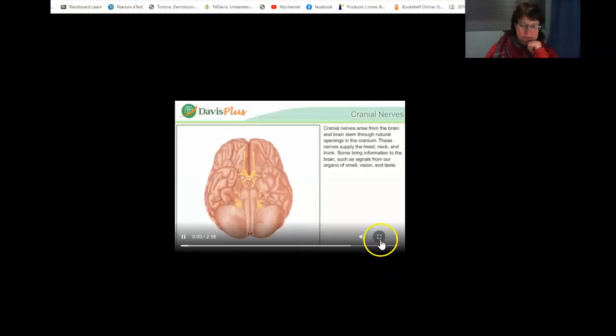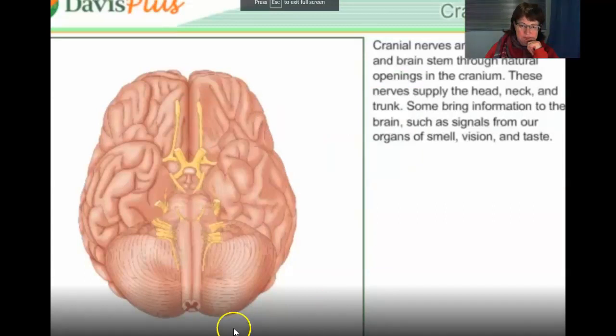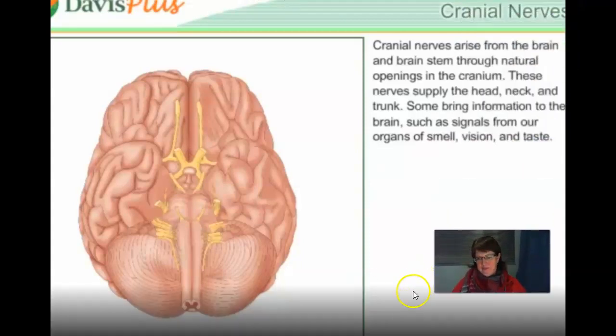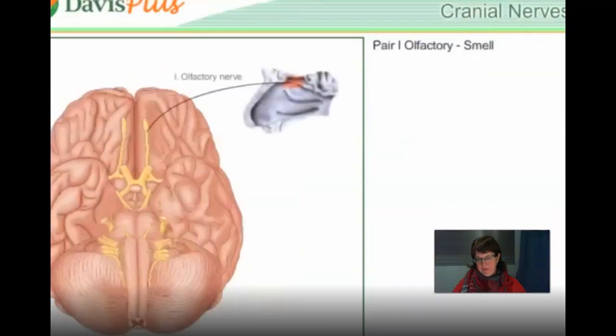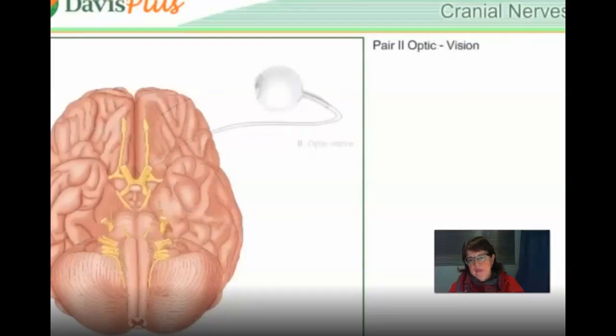Cranial nerves arise from the brain and brain stem through natural openings in the cranium. These nerves supply the head, neck, and trunk. Some bring information to the brain, such as signals from our organs of smell, vision, and taste. Pair 1, the olfactory nerve. The olfactory nerve controls the sense of smell. Pair 2, the optic nerve. The optic nerve controls vision.